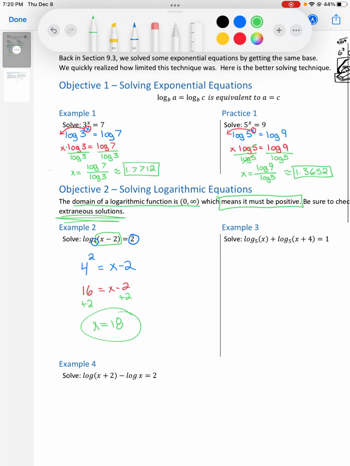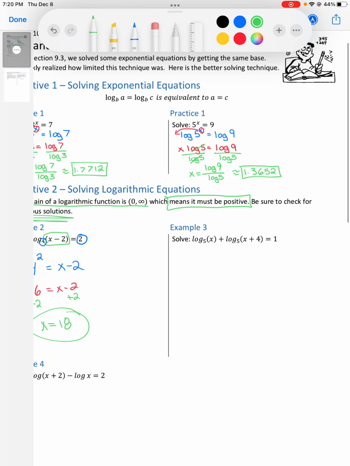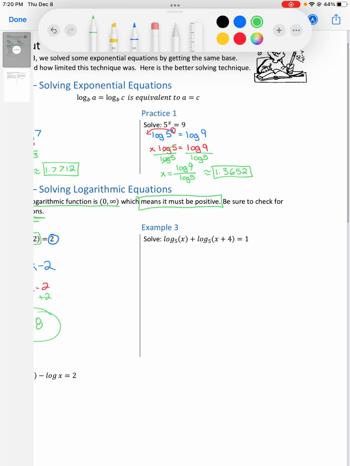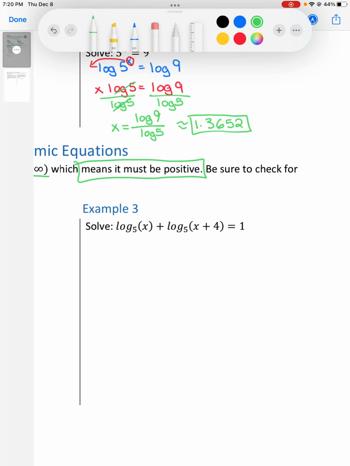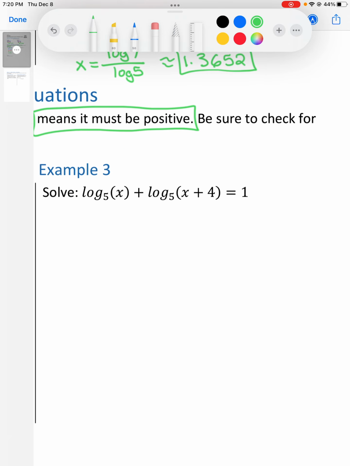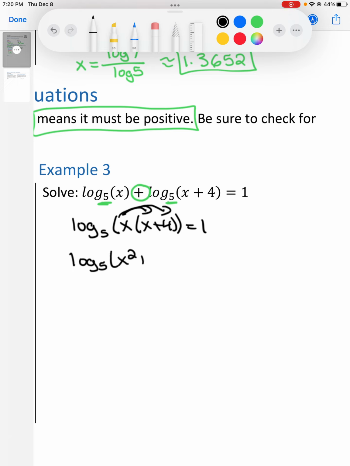Okay. So at any point you can pause this and try them on your own. This one's a little different in the sense that we have to use our log properties first to get one logarithm. Because remember, if they have the same base and we're adding them, we can condense that to one logarithm. We get log base 5 of x times x plus 4 equals 1. So let's just distribute that. So we have log base 5 of x squared plus 4x equals 1.